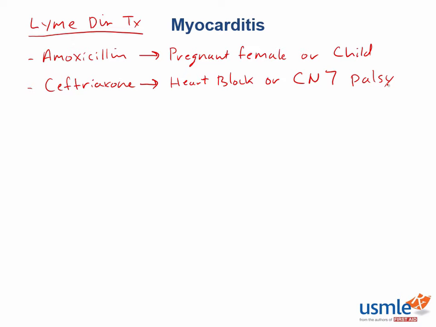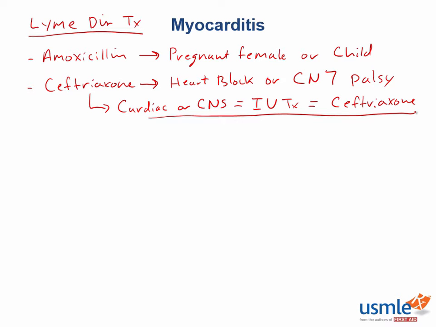Now, an easy way to think of this is that cardiac or neuro Lyme equals IV treatment, which equals IV ceftriaxone. Now, what about doxycycline? Well, this one is your first line drug, and you use this unless you have one of the situations mentioned above.